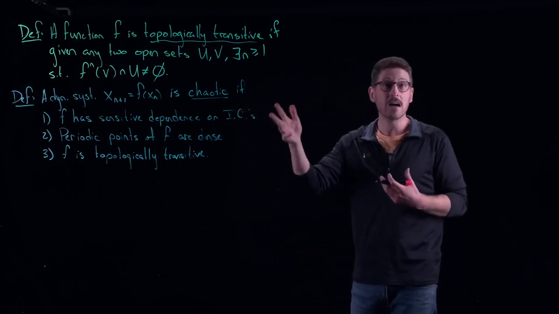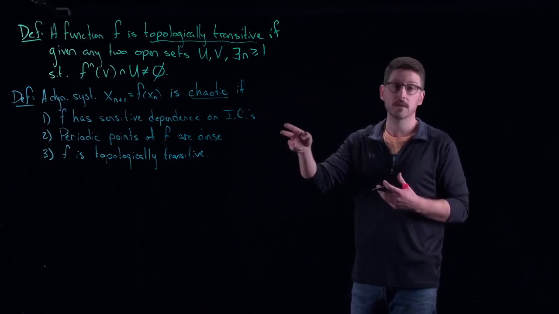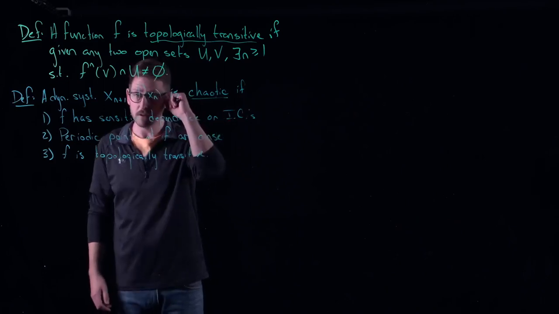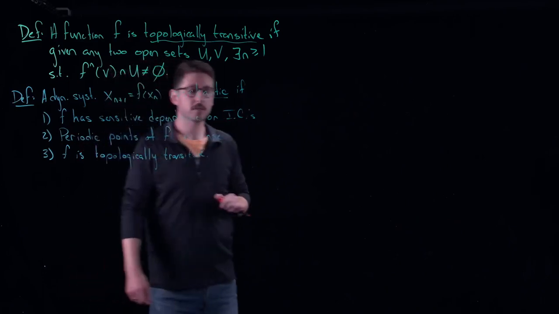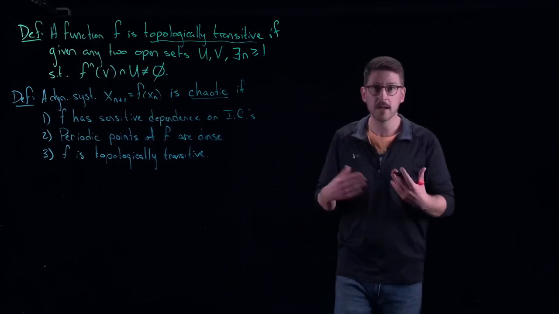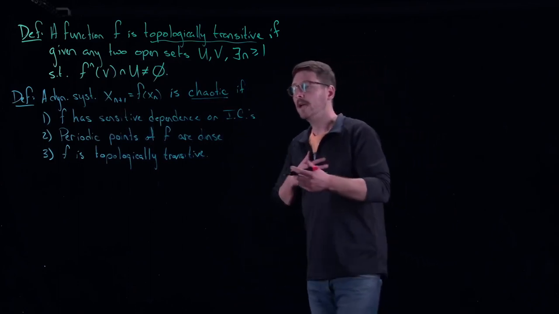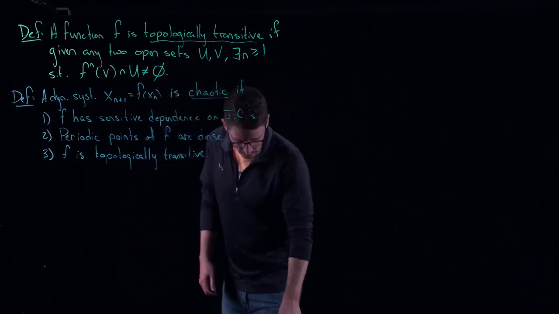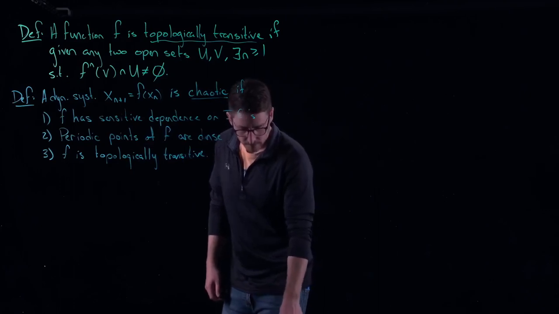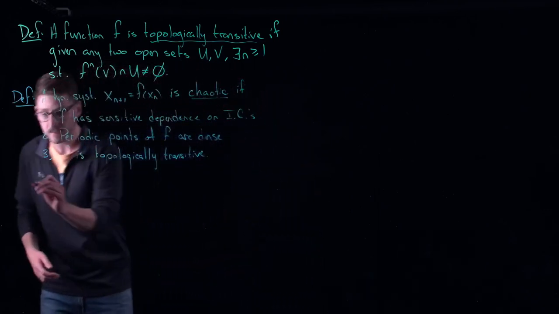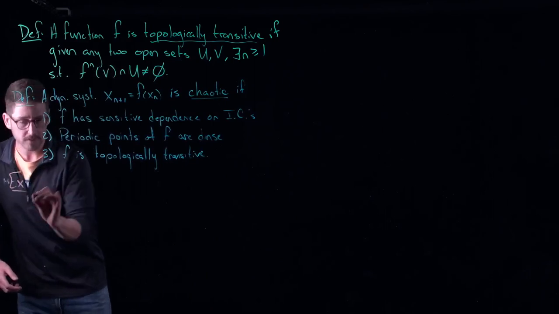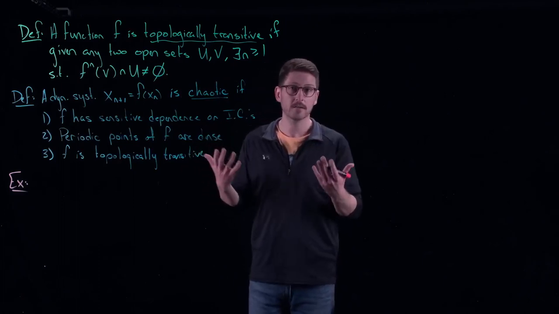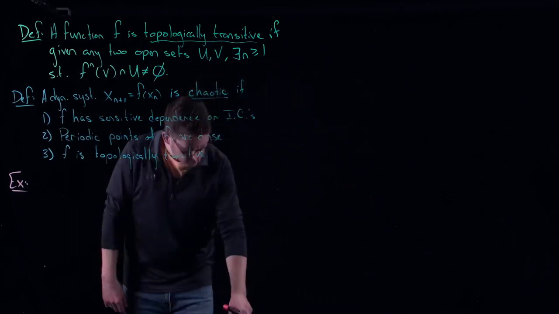But typically, these are the three conditions that can be observed in a chaotic system. f has sensitive dependence on initial conditions. Again, we can quantify that with the Lyapunov exponent. The periodic points of f are dense, so we have to have infinitely many of them inside of the space. And f is topologically transitive. Okay, great. Let's do an example. Let's prove that we have a chaotic system. And we're going to do it on a really simple one because, like everything in dynamical systems, the hard examples are very hard, and a lot of them can't be solved. So we're going to do a simple example.